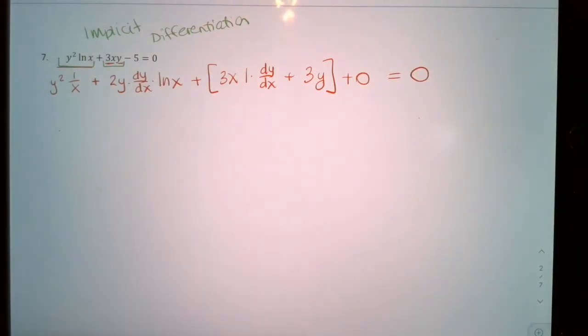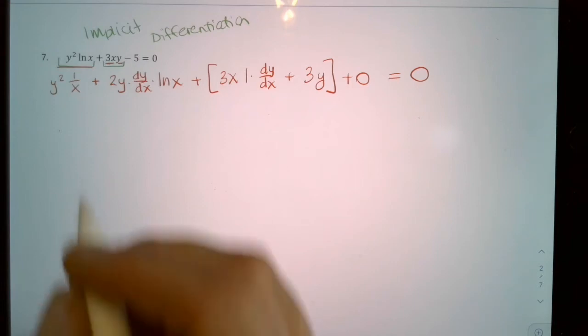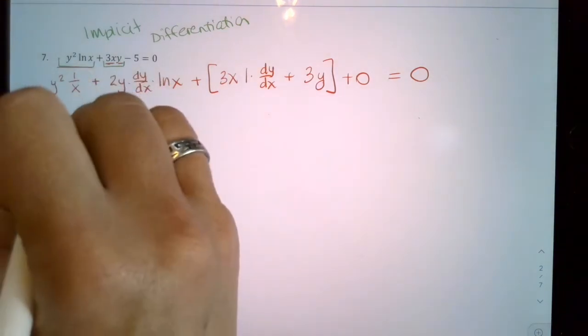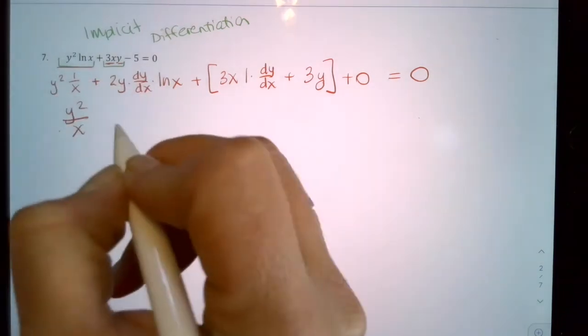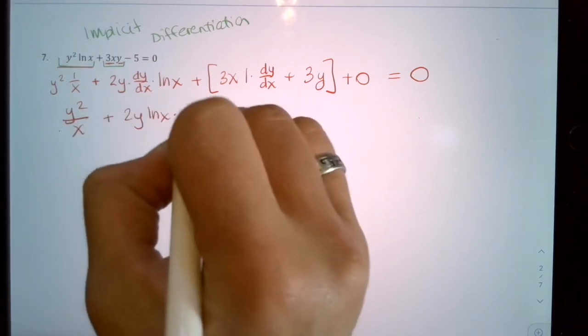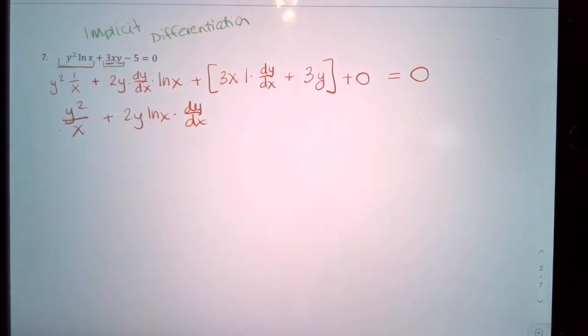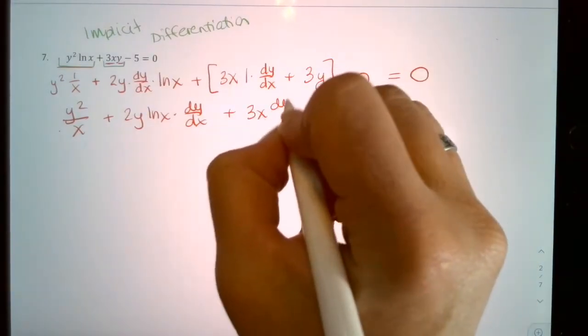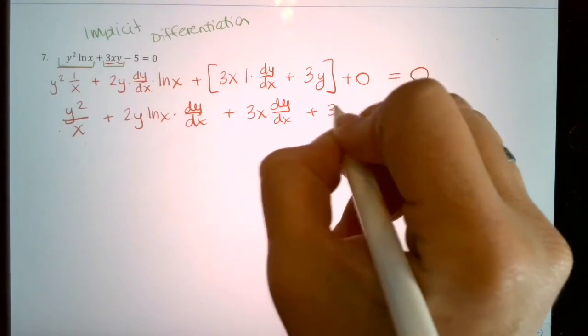So this is a lot, right? I have all these terms, I got everything going on. I'm going to try to regroup just a little bit, just to kind of play around with this. I've got y squared over x, just to see that as one term. I've got 2y natural log of x, and then that's got a dy dx attached to it. I've got 3x, I don't really need the 1, that's got a dy dx attached to it, and then that 3y.